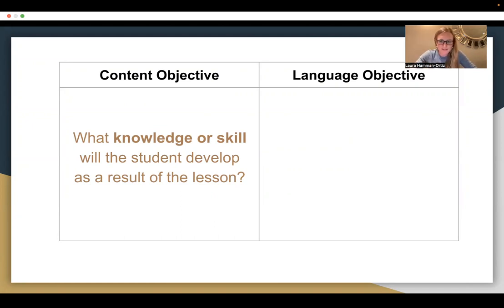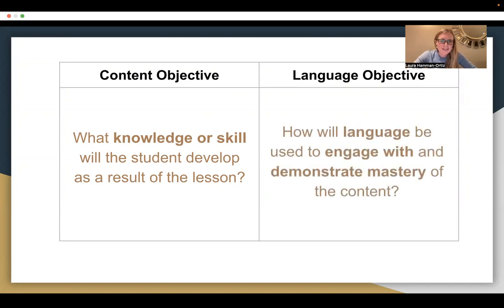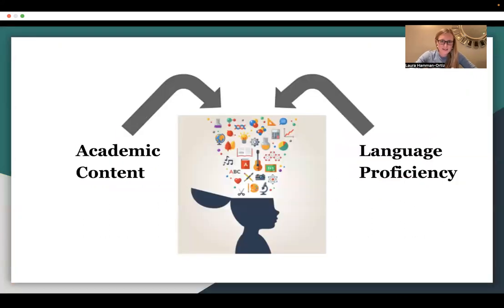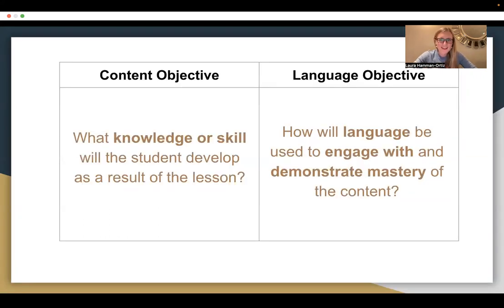The language objective, on the other hand, is asking, how will language be used to engage with and demonstrate mastery of the content? So essentially asking, how am I asking students to use language, or what kind of language do they need to have, or do I want them to have, so that they can be engaging with the content or showing me that they have mastered the content.